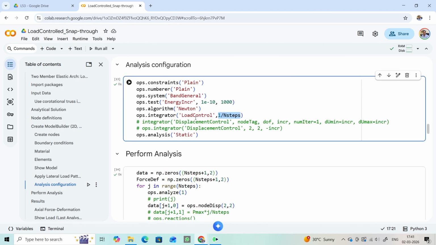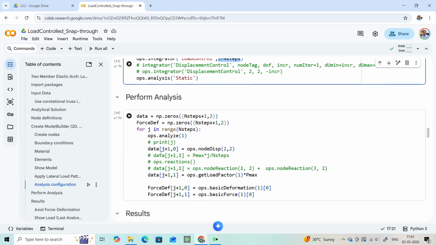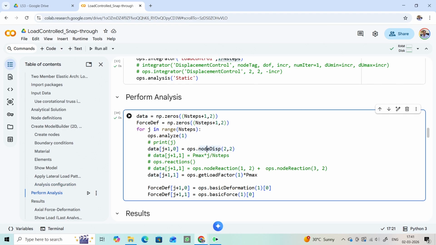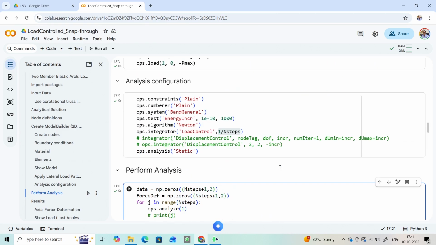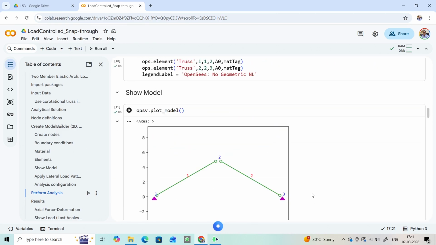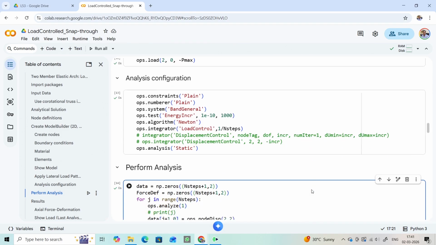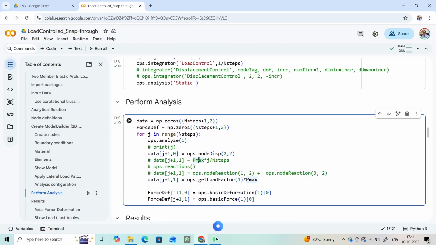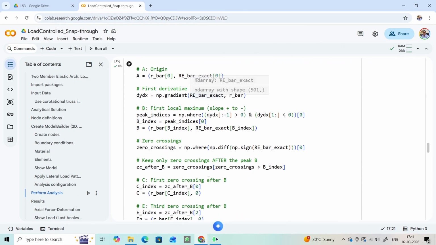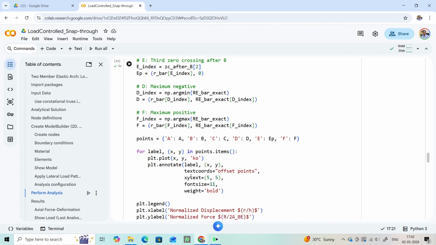Okay. And then, performing the load control analysis, I am storing the displacement of node 2, the middle node, in the vertical direction, and in the other column of this data matrix I am taking the load factor. The load factor multiplied by P max is my load. Or you can calculate the vertical reaction of nodes 1 and 3, and you will get the same answer. Or you can do P max times J divided by n steps, that will also give you the same answer. So let us say I am doing the load factor, and then I am plotting the response. These are all to denote those points A, B, C, D.